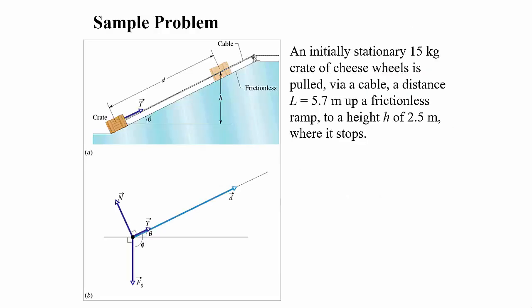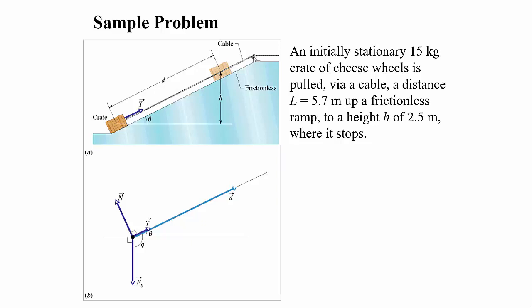So let's look at an example. We have an initially stationary 15 kilogram crate of cheese wheels, and it's pulled by a cable a distance of 5.7 meters up a ramp. So the distance along the ramp is 5.7 meters, and it's lifted to a height of 2.5 meters. So it's lifted a vertical distance of 2.5 meters where it stops.